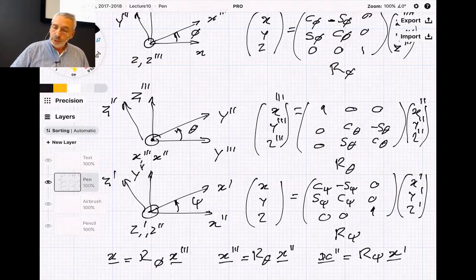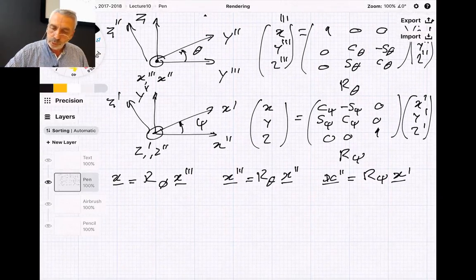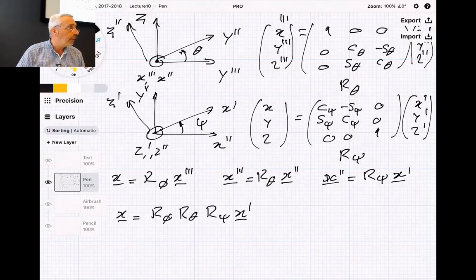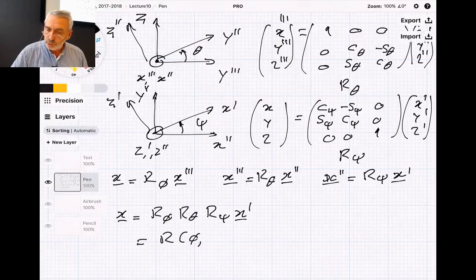Now you see you can substitute all the stuff in each other to finally get the composed relation that x equals r phi times r theta times r psi times x prime. Or in other words, this gives our rotation matrix as a function of these three angles.